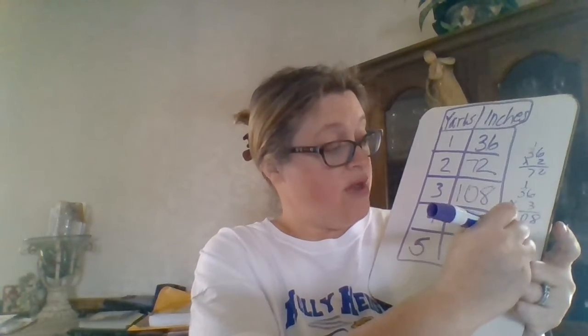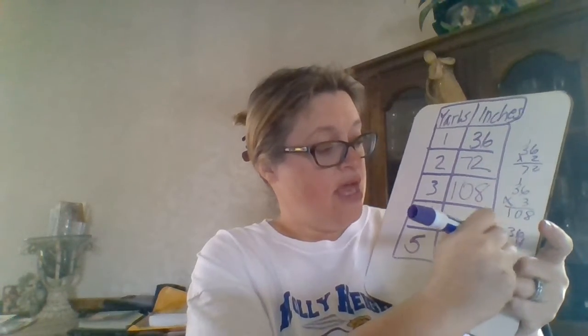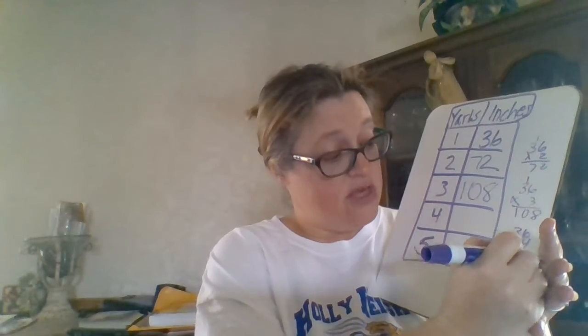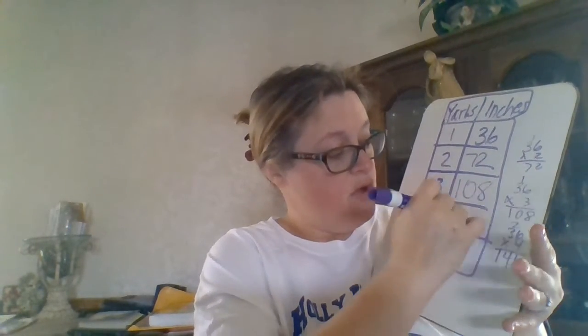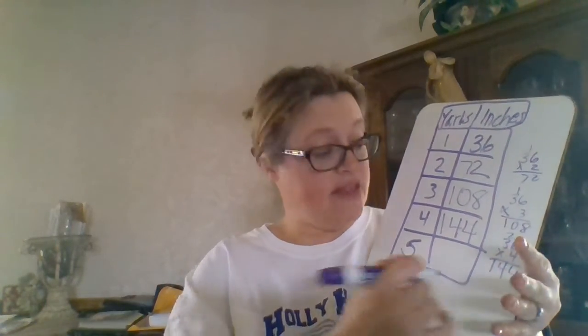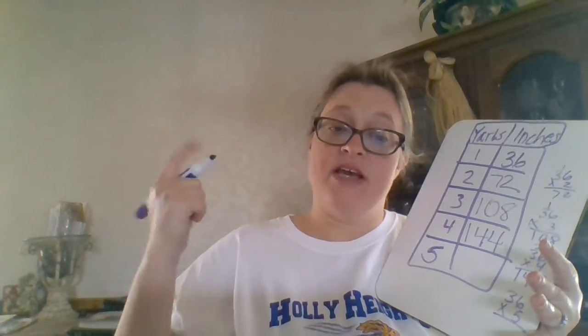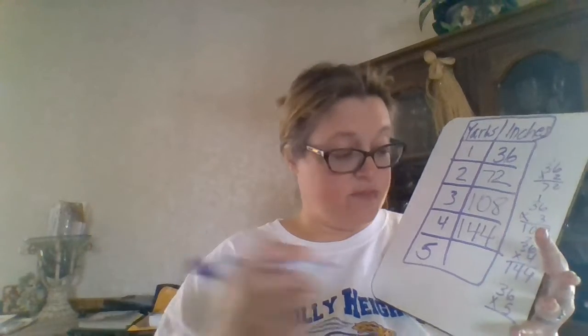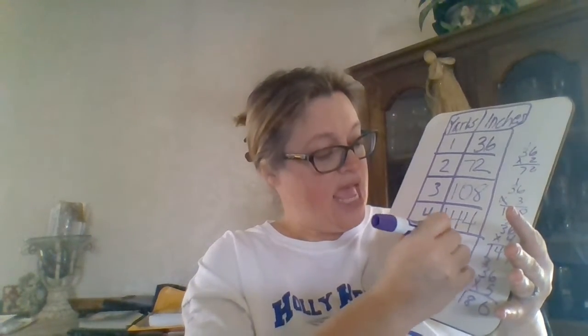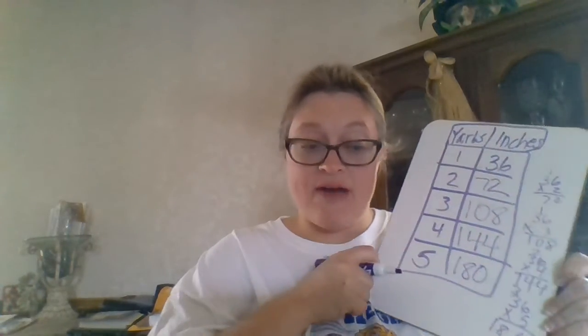So now let's go ahead and do 4 yards. So again, 1 yard is 36. And if you have 4 of them, 36, 36, 36, and 36, you would have 144 inches. And then the last one, following the same pattern. Now we have 5 yards. So 36 times 5, because it's 36 plus 36 plus 36 plus 36 plus 36, which gives us 180 inches. So now we have our table complete.